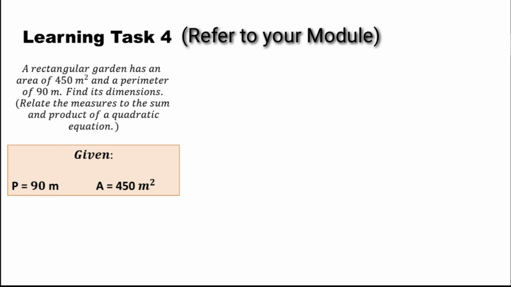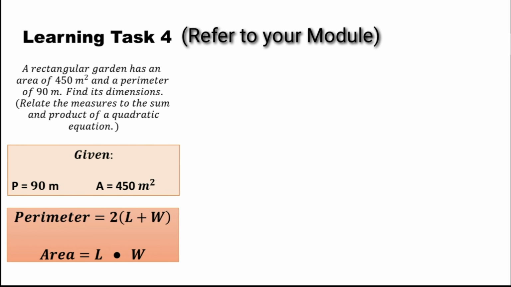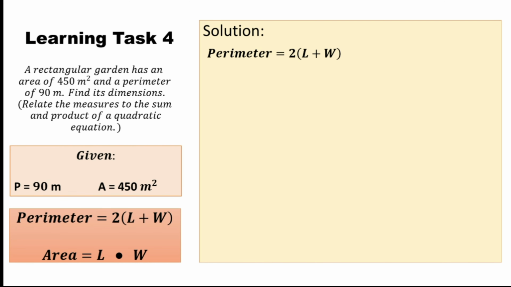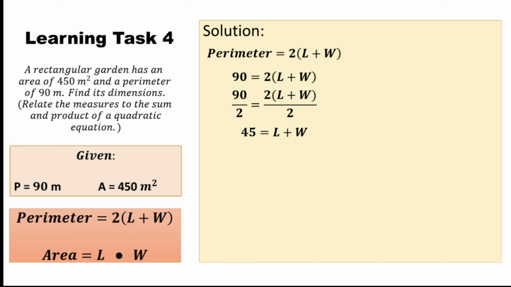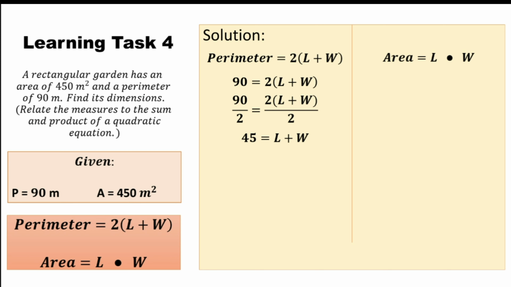So here, perimeter has a formula of P equals twice the sum of the length and width, while area is the product of length and width. Substitute our perimeter into the formula, so we have 90 equals twice the sum of length and width. Divide both sides of the equation by 2. Simplify, so we have 45 equals length plus width. Next, substitute our area, so we have 450 equals length times width.